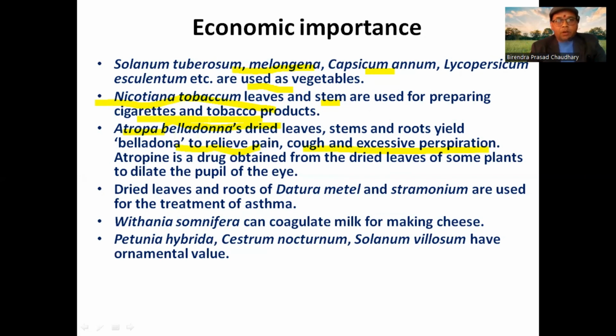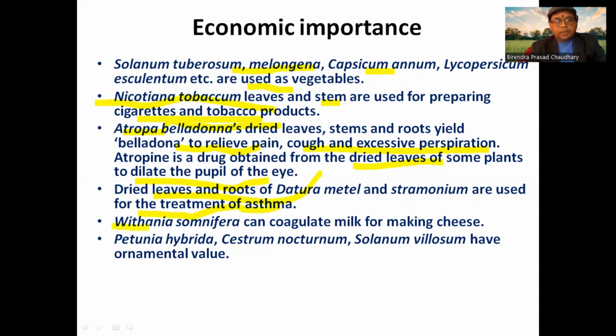Atropine is a drug obtained from the dry leaves of some plants like Atropa, used to dilate the pupils of the eye. Eye drops are formed from this. The dry leaves and the roots of Datura metel and Datura stramonium are used for the treatment of asthma.